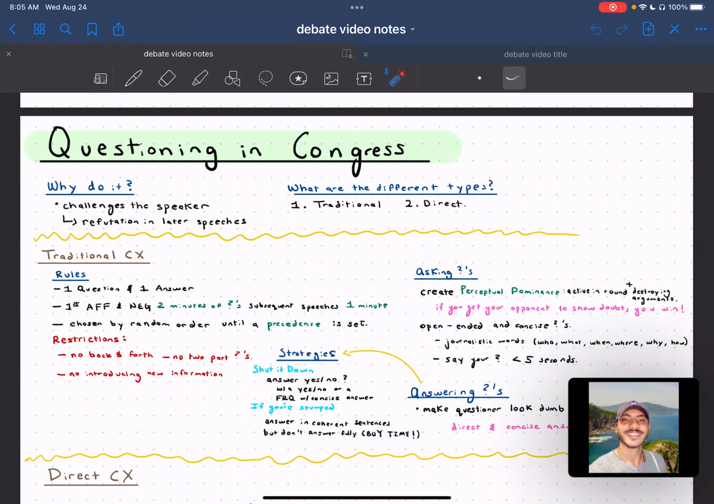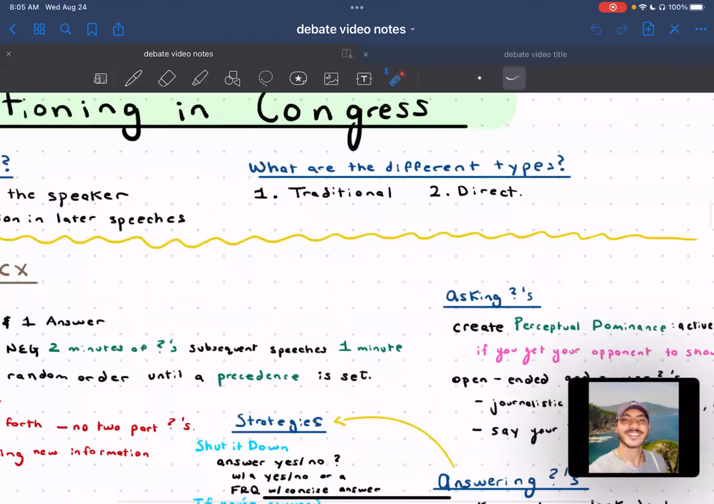And as I kind of signposted earlier, it'll allow us to do refutation in later speeches. So for example, you can ask someone a question earlier in the round, and once you're giving a speech later in the round, you can include that questioning period if it makes sense to.